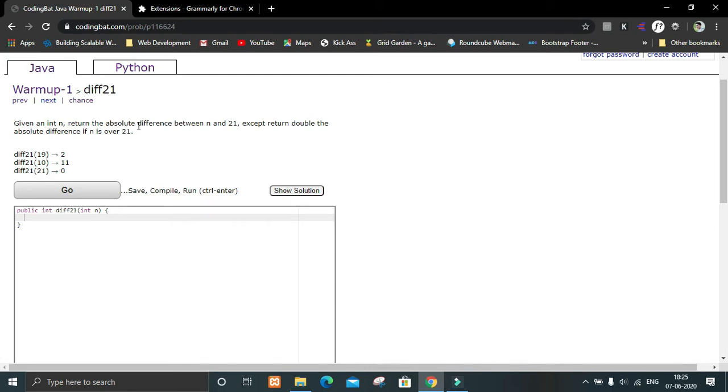And if you give 19, here you can see 19 is less than 21, it is giving the answer 2. 10 is less than 21, it is giving the answer 11. 21 is equal to 21, so it is giving the answer 0, because 21 minus 21 on both sides will be 0 itself, and whether you double it or not, the answer will still be the same. So let's see what the solution will be.